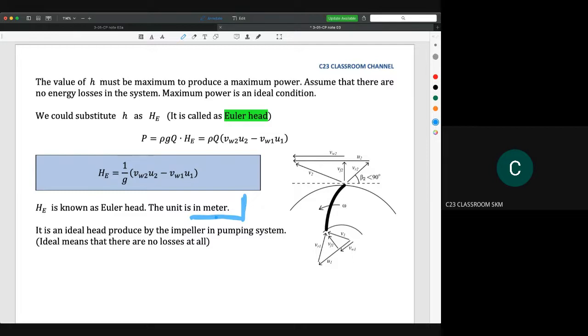Euler head is an ideal head produced by the impeller in a pumping system. Ideal means that there are no losses at all, so we neglect all the losses. We calculate the energy conversion from the kinetic energy to the water, which is then converted into potential energy. Potential energy here means the height of the delivered water.